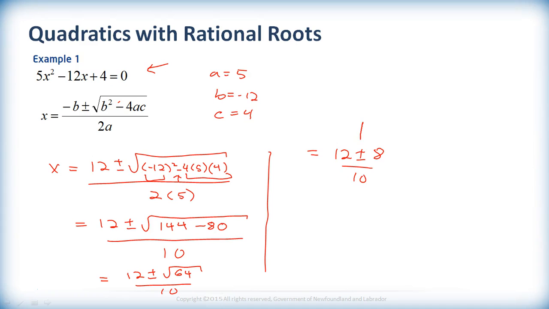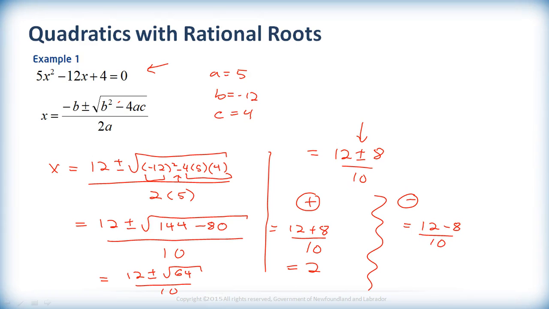So now we have to deal with this funny thing inside. That plus or minus, what that means is do this thing twice. Once when we add it, once when we subtract it. It doesn't mean that we're going to get a positive answer and a negative answer. It means we're going to get two different answers, one when we add, one when we subtract. So we've got 12 plus 8 divided by 10, which is 20 over 10, or 2. And then we have 12 minus 8 divided by 10, which is 4 over 10, which I think is 2/5. So we have two rational answers here, two real roots, two unique real roots.